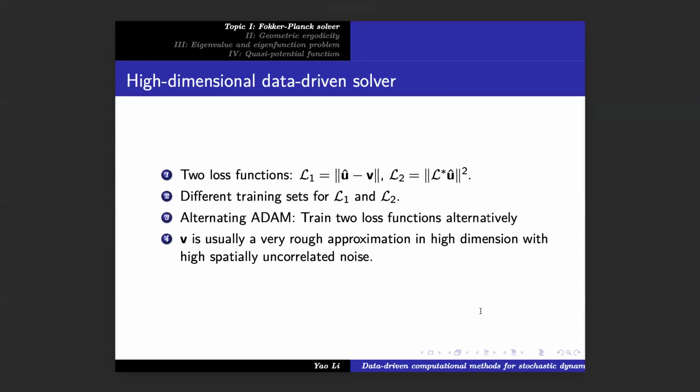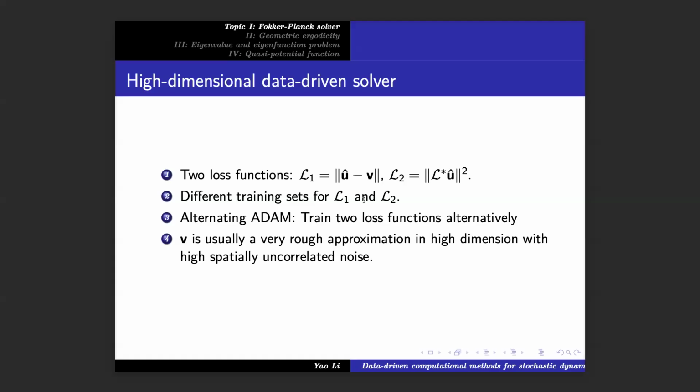And it turns out that it converges dramatically faster than the classical PINN. If you have really trained PINNs, you will know that the speed of convergence is quite slow. But here, with the help of Monte Carlo, you can see that the speed of convergence is dramatically faster. So you have two loss functions.